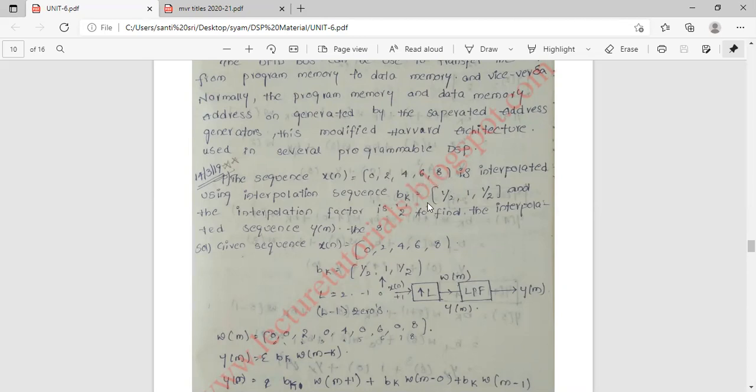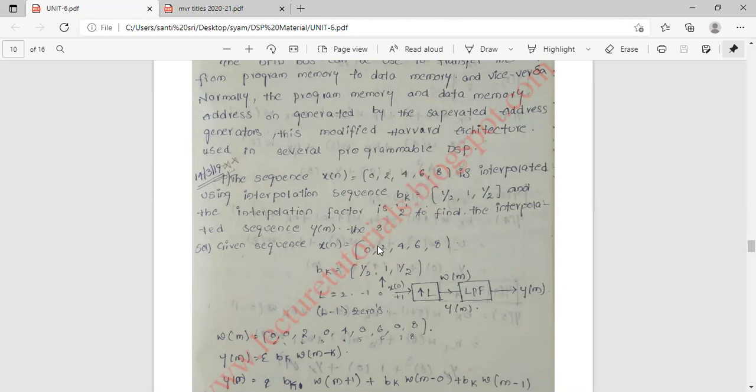Here bk is given as 1 by 2, 1, 1 by 2. Here the arrow mark will be given at 1. It means that bk of 0 is 1, bk of minus 1 is 1 by 2, and bk of plus 1 is 1 by 2, right? Like that we have to write.